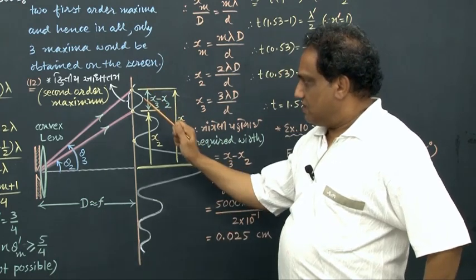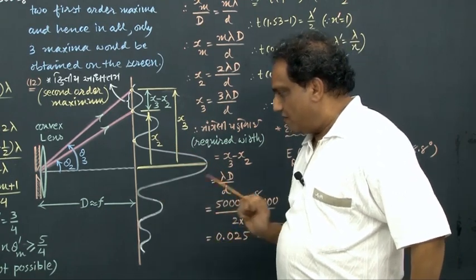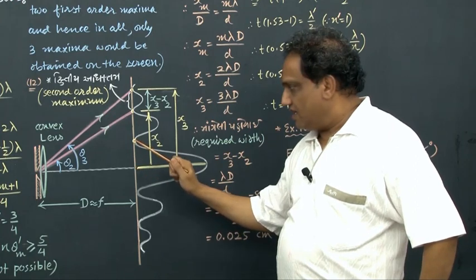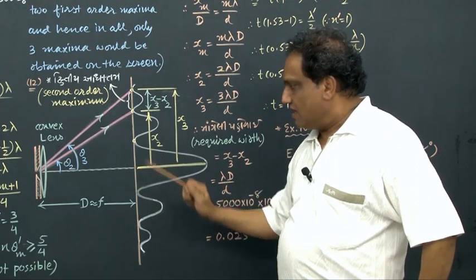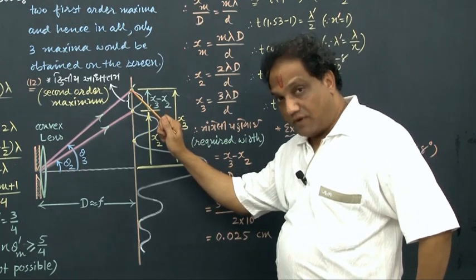Now if this is the intensity distribution graph, then from this graph you can make out that here it takes place, the central maximum. Here is the first order minimum, here also. Here is the first order minimum, then second order minimum, then third order minimum.